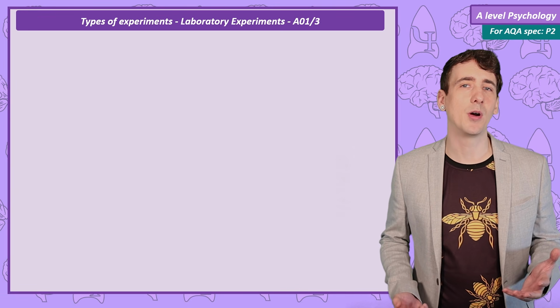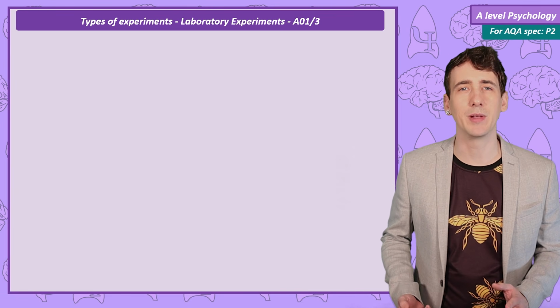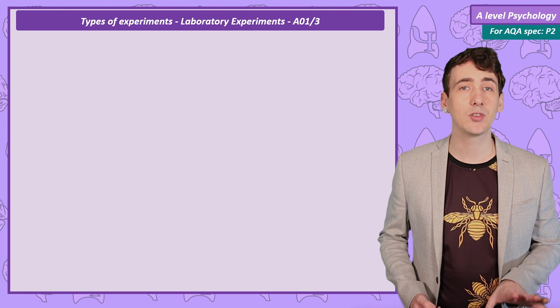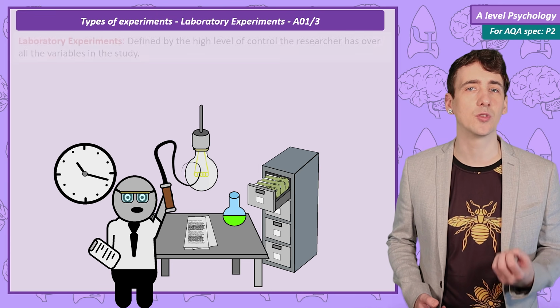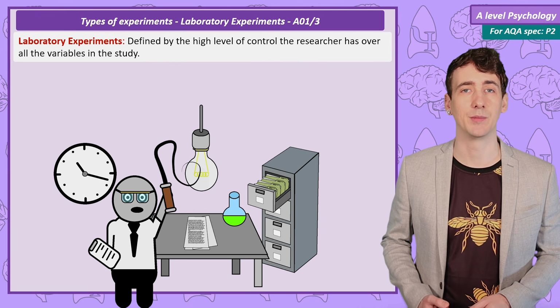Laboratory experiment. The first type, a laboratory or a lab experiment, is probably familiar to you. A lab experiment could literally be set in a laboratory, but the important principle here is the experimenter has full control over what happens in the experiment.